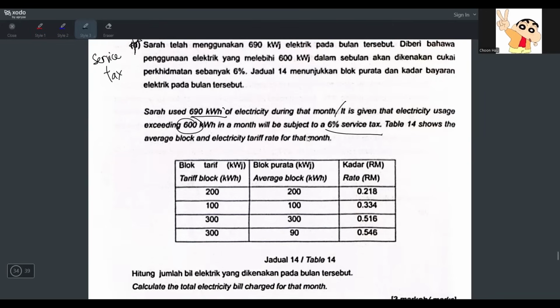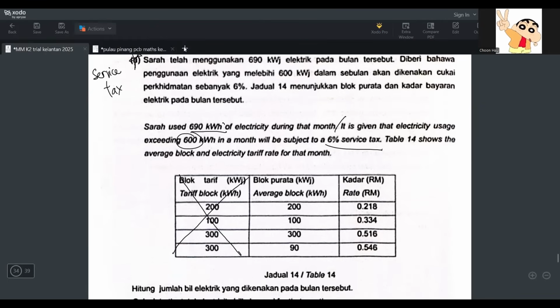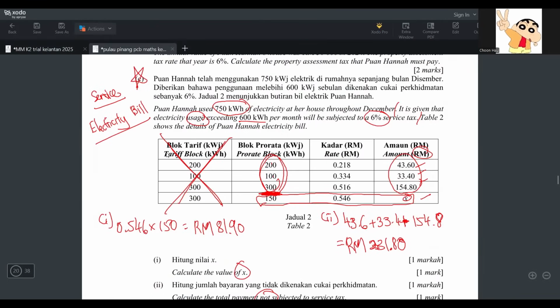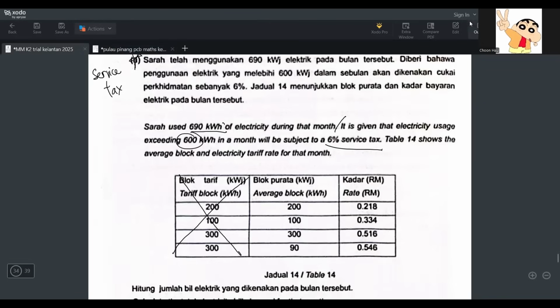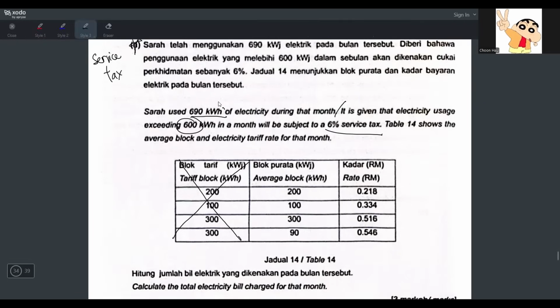Okay, the way I teach my students is always, don't look at this. Just cross out this whole thing. Yeah, same like how I teach the Penang question. You see, I put the cross on the tariff block also. Yeah, do the same. Just look at the prorated block, or you can say average block. Sometimes they call it prorated block, but it's the same lah. Okay, so what is the average block? This is the block that you use lah.